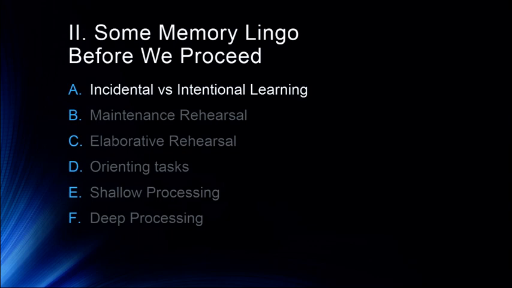So that gets us to talking a little bit about some different kinds of memory lingo. The first thing we have to tackle is what we mean by incidental versus intentional learning. And this is pretty straightforward. An intentional learning task is when you sit down and intentionally try to learn something. So in a memory experiment, it will be: you're going to get a list of words presented one at a time on this screen, try to remember them later for a later memory test, or I'm going to read them out loud and try to remember them later for a memory test.